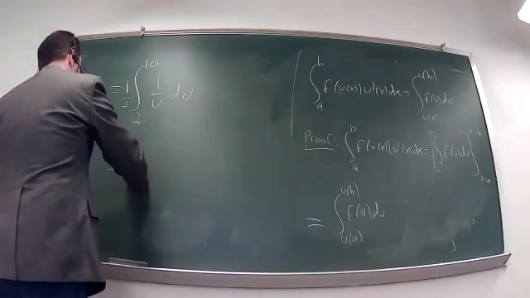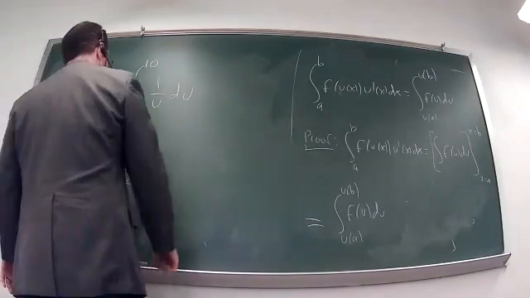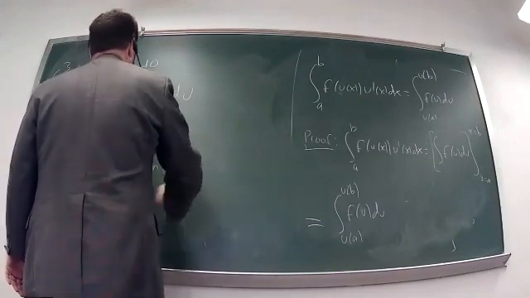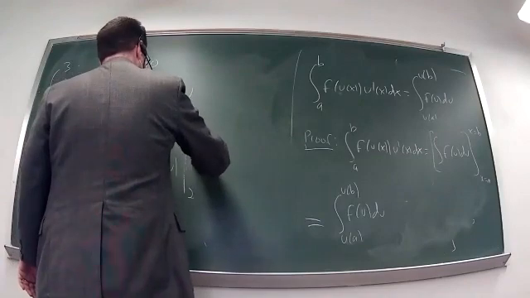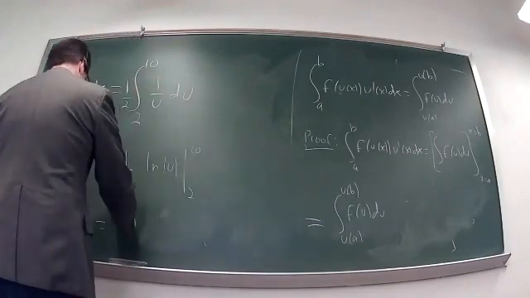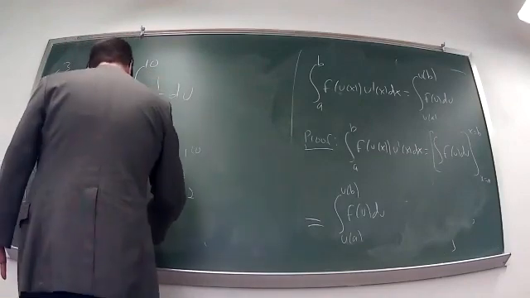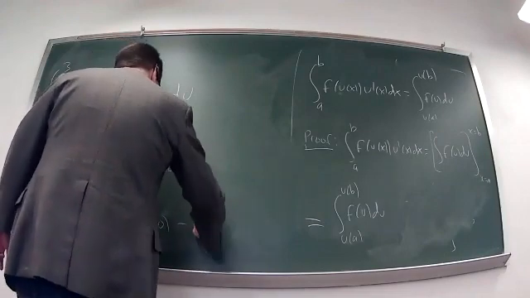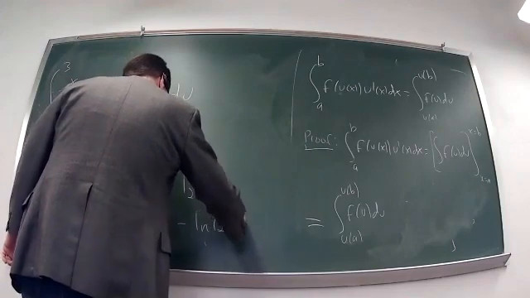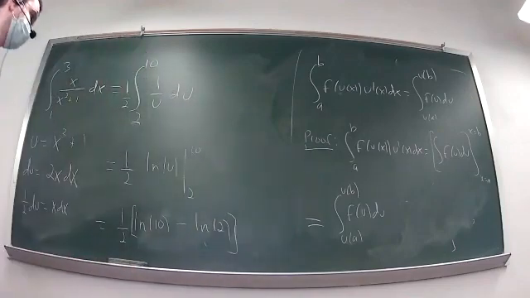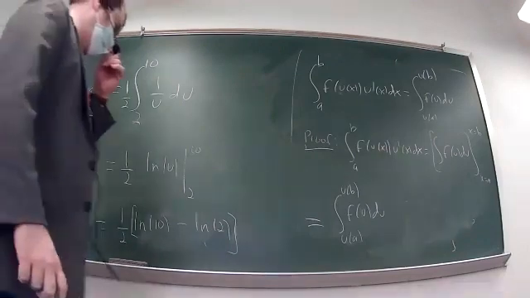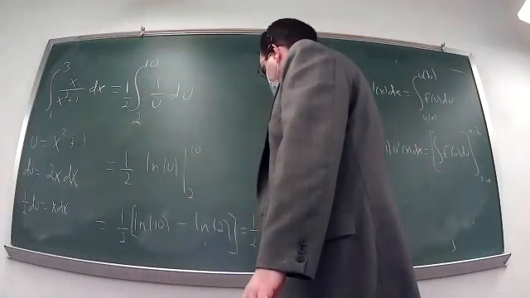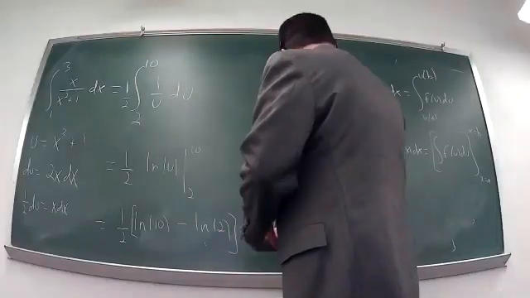And so I'll just get 1/2, and then the antiderivative is natural log absolute value of u from 2 to 10, which is now 1/2 natural log of 10 minus natural log of 2. And if you want to be a little fancy, the difference of those logs would be 1/2 natural log of 5.